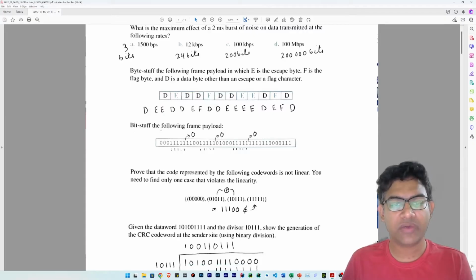Bit stuff the following frame payload. So anytime you have a 0 followed by 5 ones, as in this case, I've just counted the ones at the bottom here. 1, 2, 3, 4, 5. After that, I add a 0.